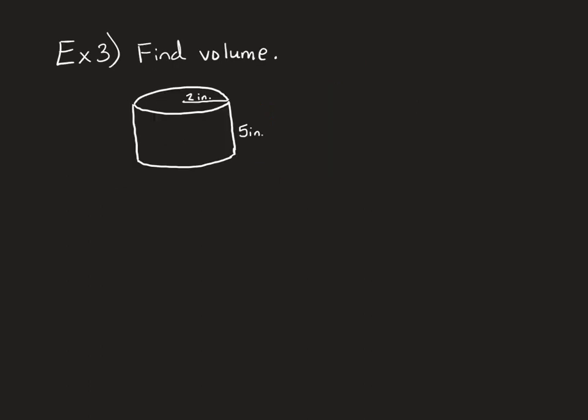Okay, for example 3, we're going to find the volume of a cylinder. A cylinder is made up of a circle that, there's a circle on each end of this cylinder, on each base, and then there's height between those. We could think of a can as an example of a cylinder. And so we're going to first start by finding the base area, which in this case is a circle.